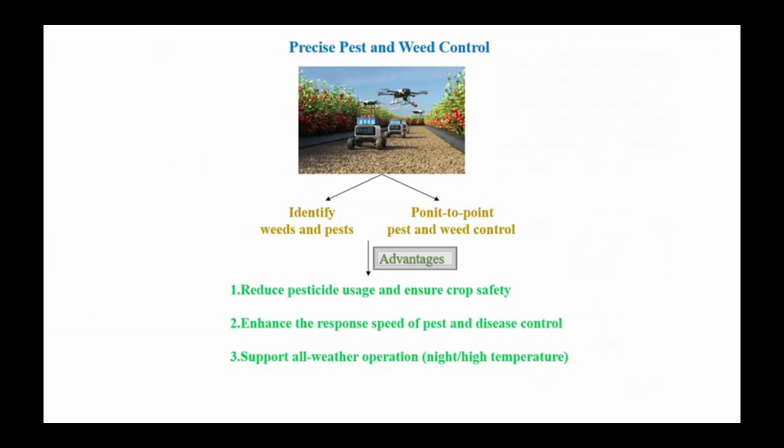Drones and robots can conduct precise pest and weed control. They can identify weeds and pests and conduct point-to-point pest and weed control.